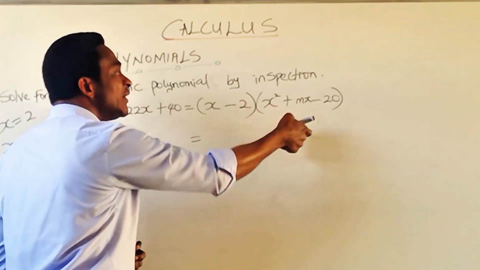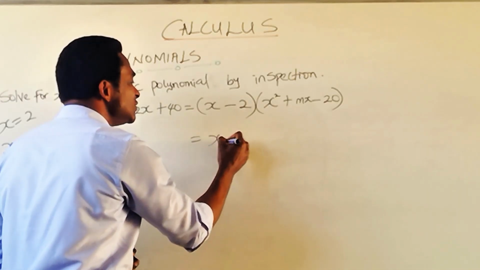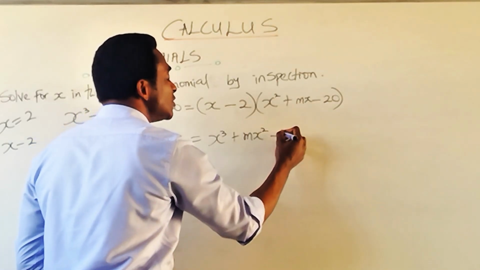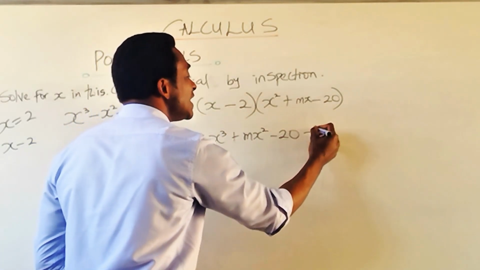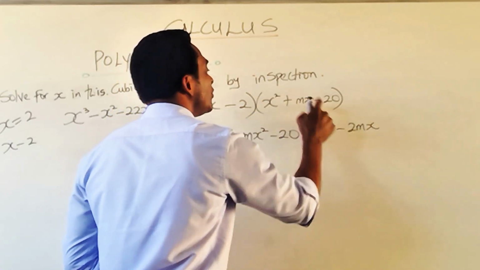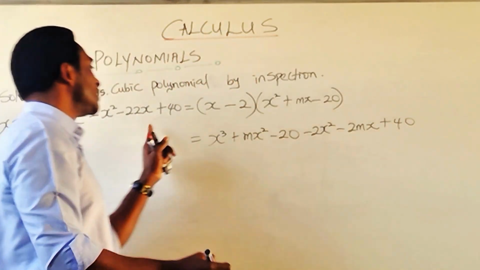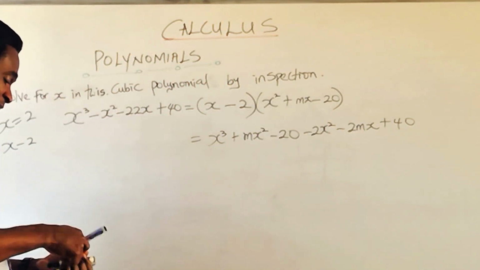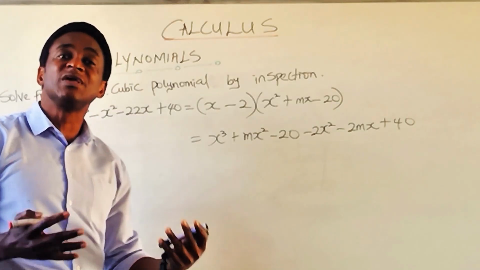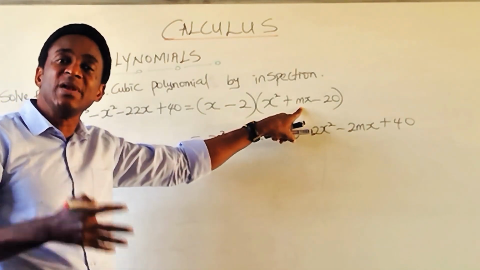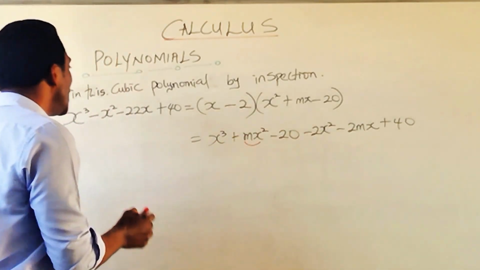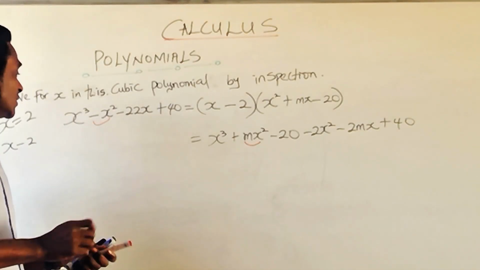Now let's go. Using our distributive property, we start multiplying. This will give us x cubed plus mx squared minus 20x. And this will give us negative 2x squared minus 2mx plus 40. The constant term must be equal to the constant term. Now let's start pairing them. If we look at this, we have x cubed and x cubed, but because we are looking for the value of m to complete the parabolic function, we focus on that. So I'm going to go to x squared.